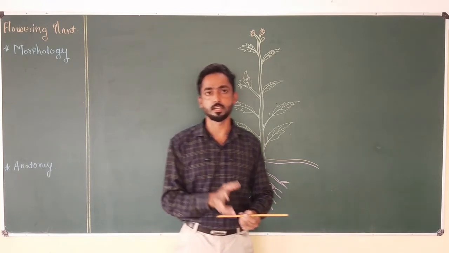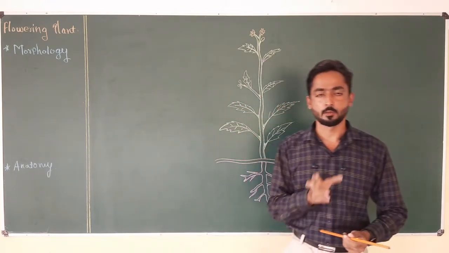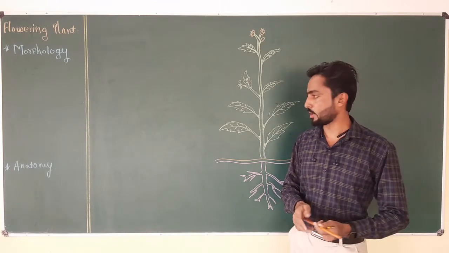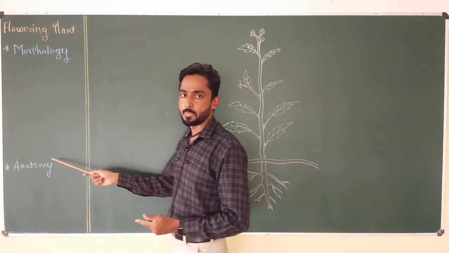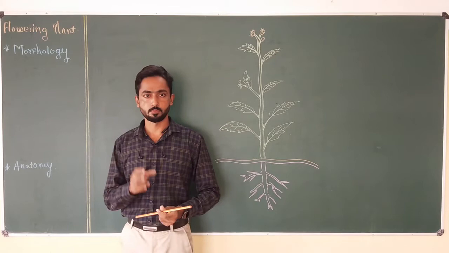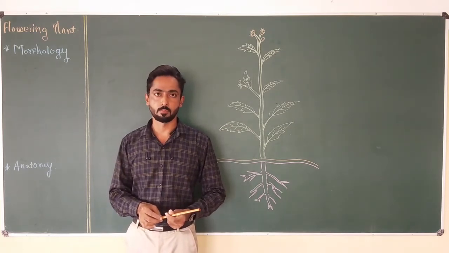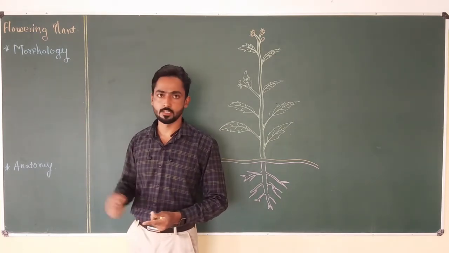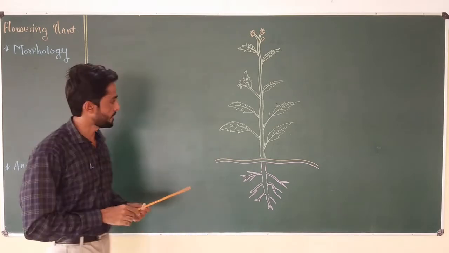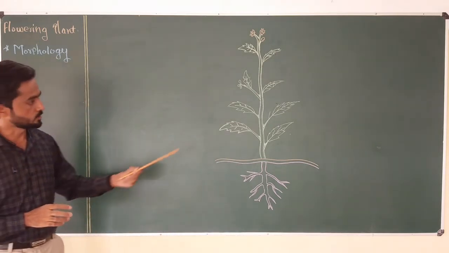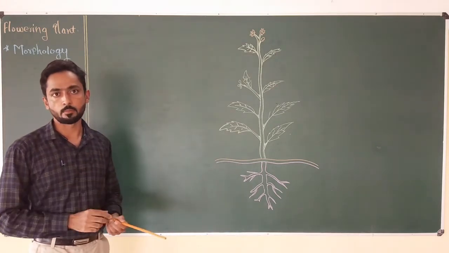It is nothing but the study of external characteristics of the different organs of the flowering plant, while anatomy is the study of internal structures of the different organs of the flowering plant. In case of morphology, first we want to share with you the 2 important systems that a flowering plant has.